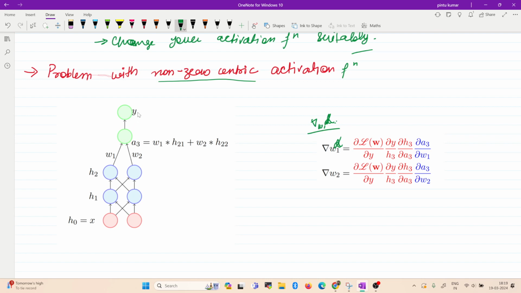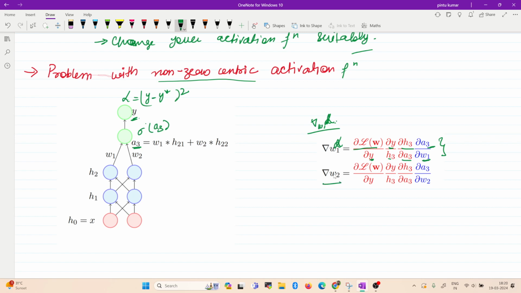So what would be the gradient? Your L is something like, let's say, (y minus y star) whole square. This is just, again, the chain rule. So this would be del L by del y, where y is the final output, del y by del H3, where H3 is your sigma of A3, then del H3 by del A3 and del A3 by del W1. This is a very simple chain rule, right?